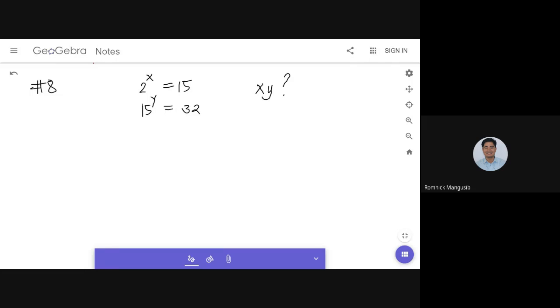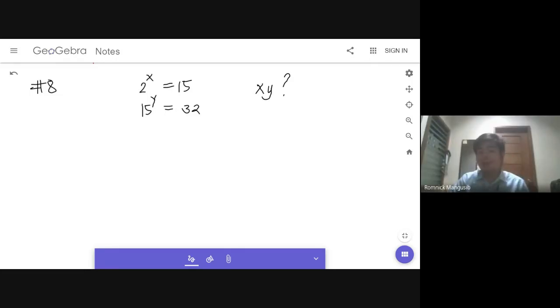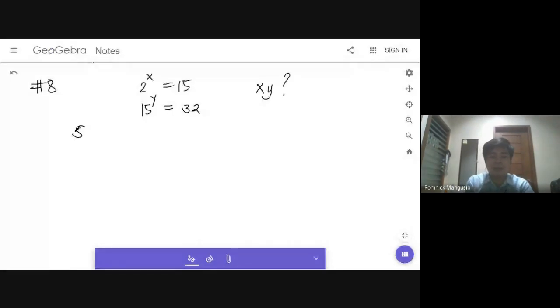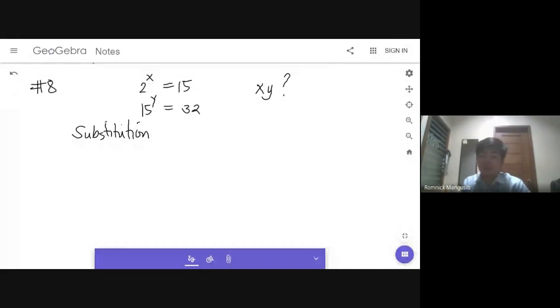Class, hindi sa lahat ng pagkakataon ay kailangan mong hanapin ang value ng x and value ng y. Usually, you can go directly solving for xy, x plus y, nang hindi mo kailangan hanapin ano ang x, ano ang y. Ito ang magandang evidence na you're not solving for x anymore, you're not solving for y anymore, but you're solving for xy directly. Okay, this is just done by substitution. Hindi naman ganun katindi ang kailangan mong alam dito.